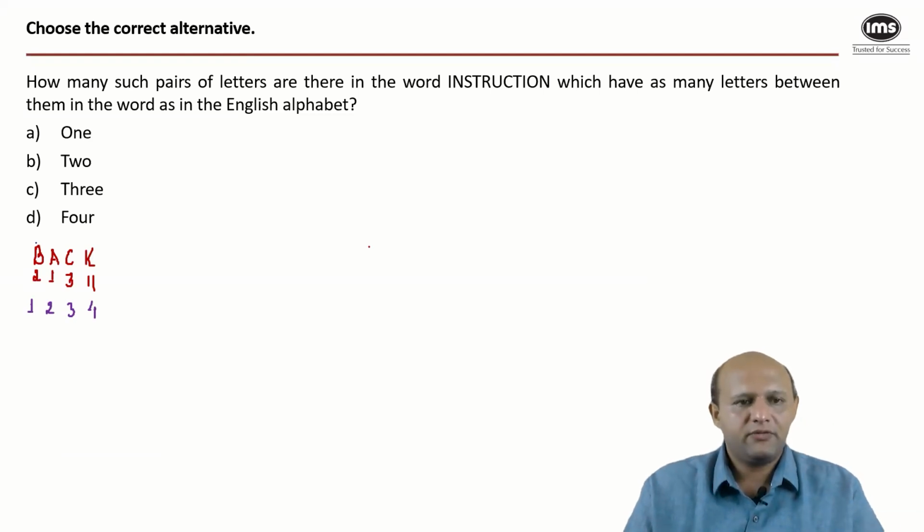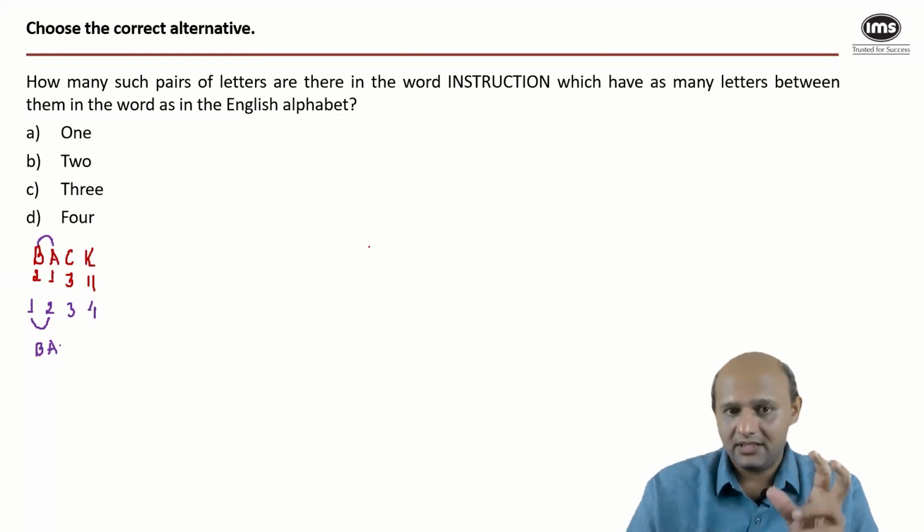Now if you measure from 2 to 1, what is the gap? The gap is 1. From B to A, the gap is 1. So this pair is selected. It does not matter whether A lies ahead or behind B. That has nothing to do with the question in concern here. So BA is a valid pair.